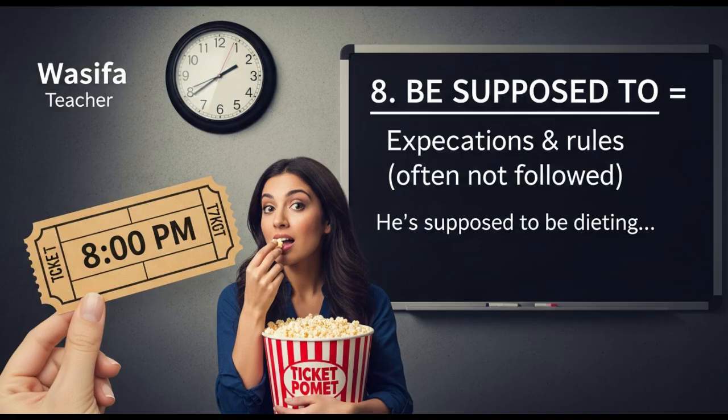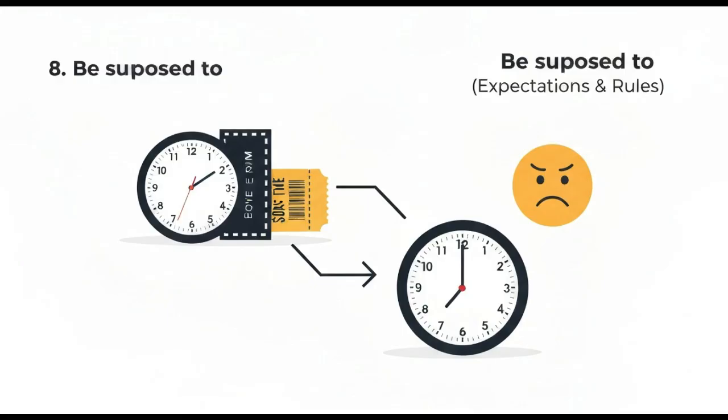8. Be supposed to. Expectations and rules. This is a mix of should and must. It talks about what is expected or scheduled to happen. Example, the movie is supposed to start at 8 p.m.